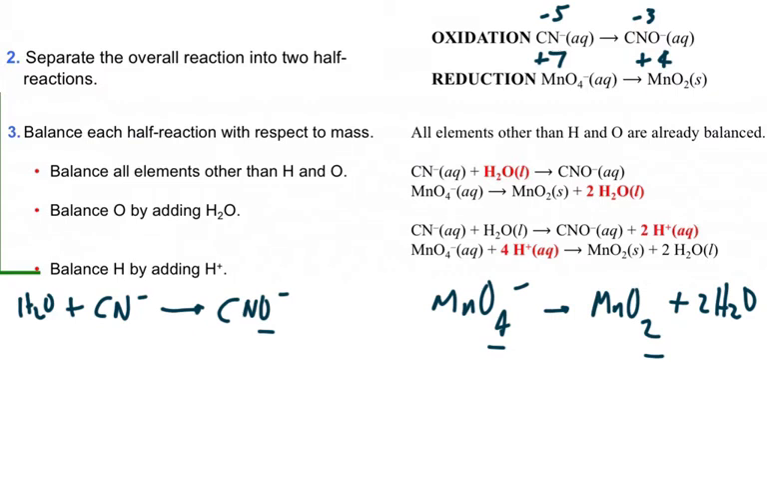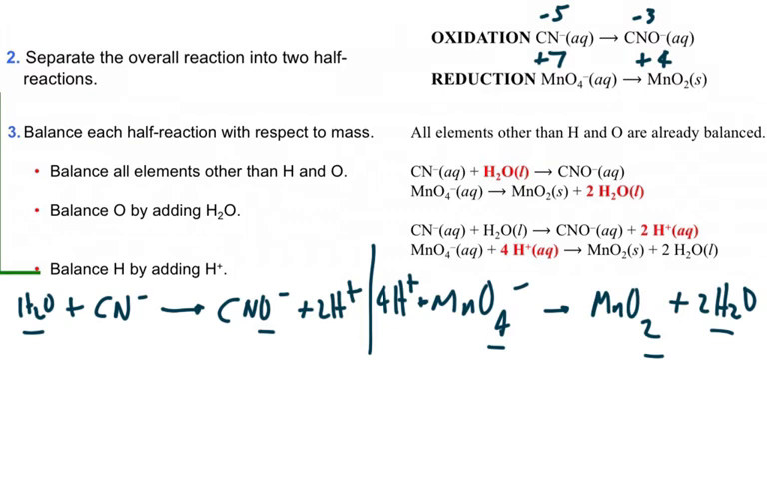So let me make a little division here, and I'm going to need to add 2 hydrogen ions because there are 2 hydrogens here. And then on this side there's 4, so I'm going to add 4 hydrogen ions on that side. So we have that fixed. So now we have all the elements fixed.